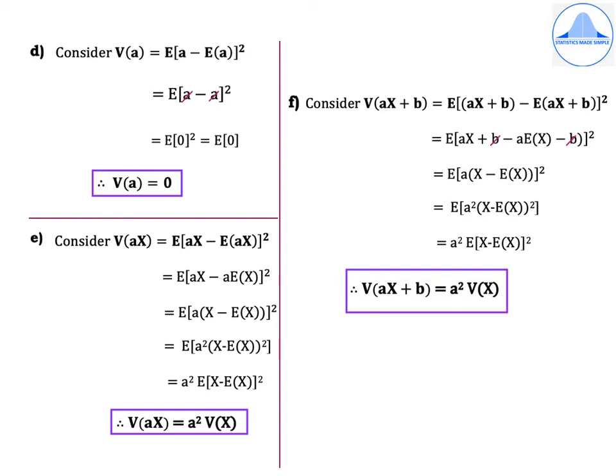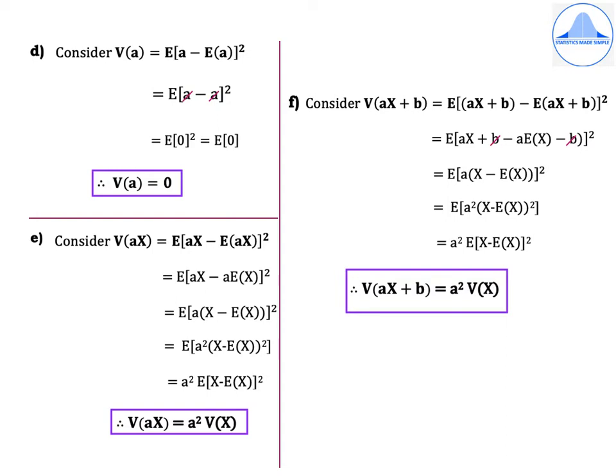Now what we do in the next step is you have to take a common from the first term and from the second term. So you'll get equal to E of [a into, within round brackets, x minus E of x] the whole square. Now a has to be squared and x minus E of x also will be squared. So in the next step you will get E of a squared into (x minus E of x) the whole square.